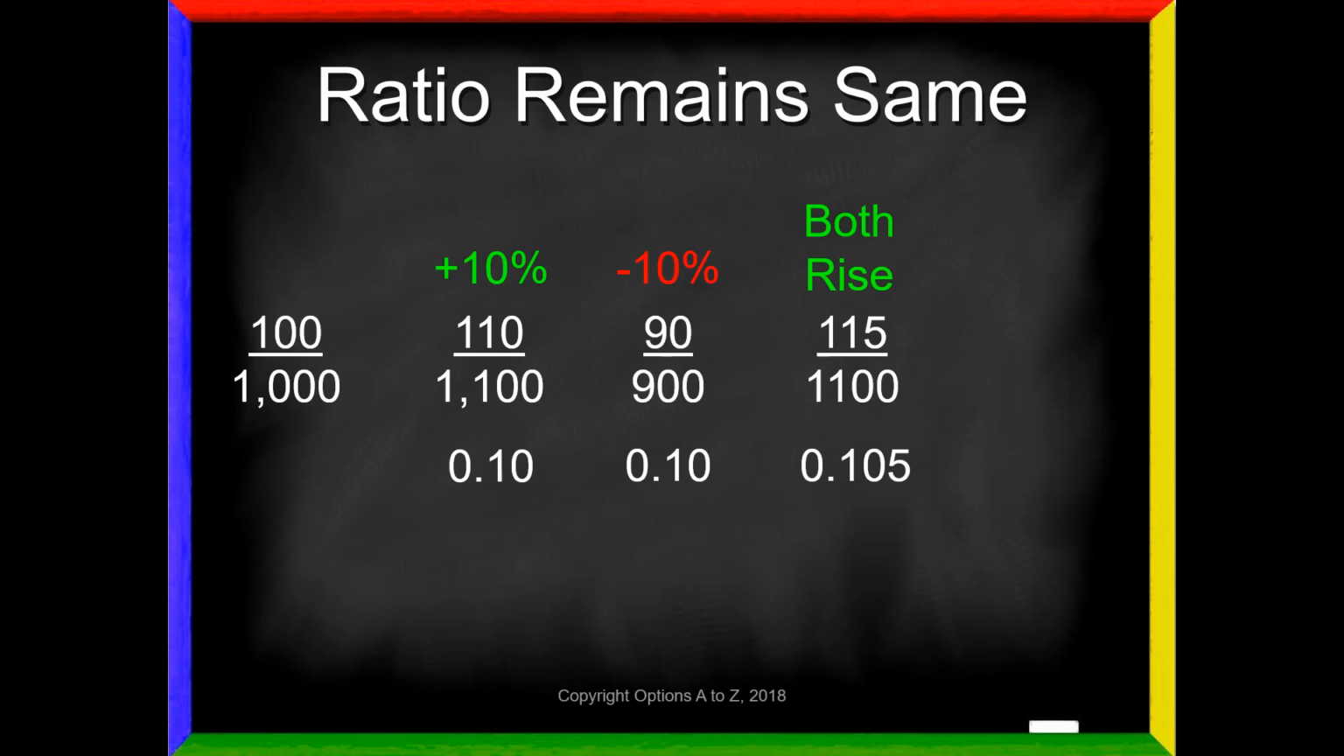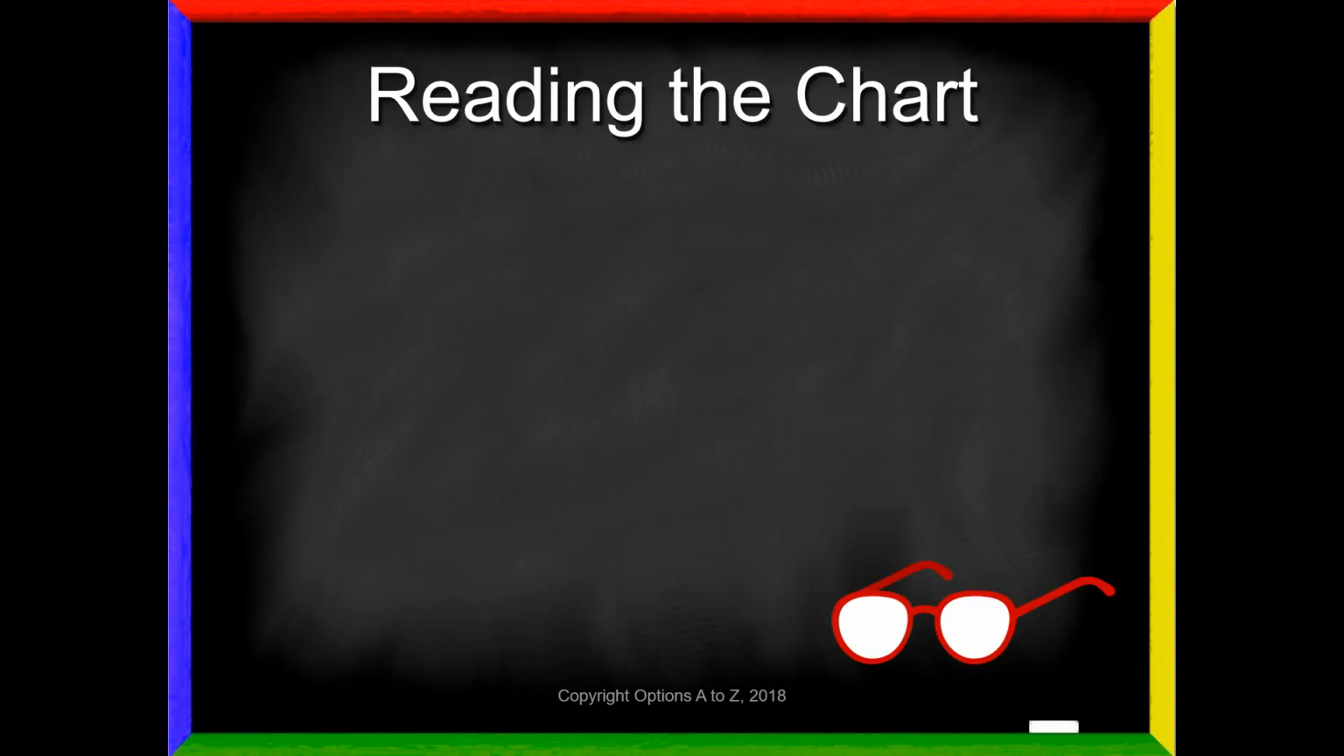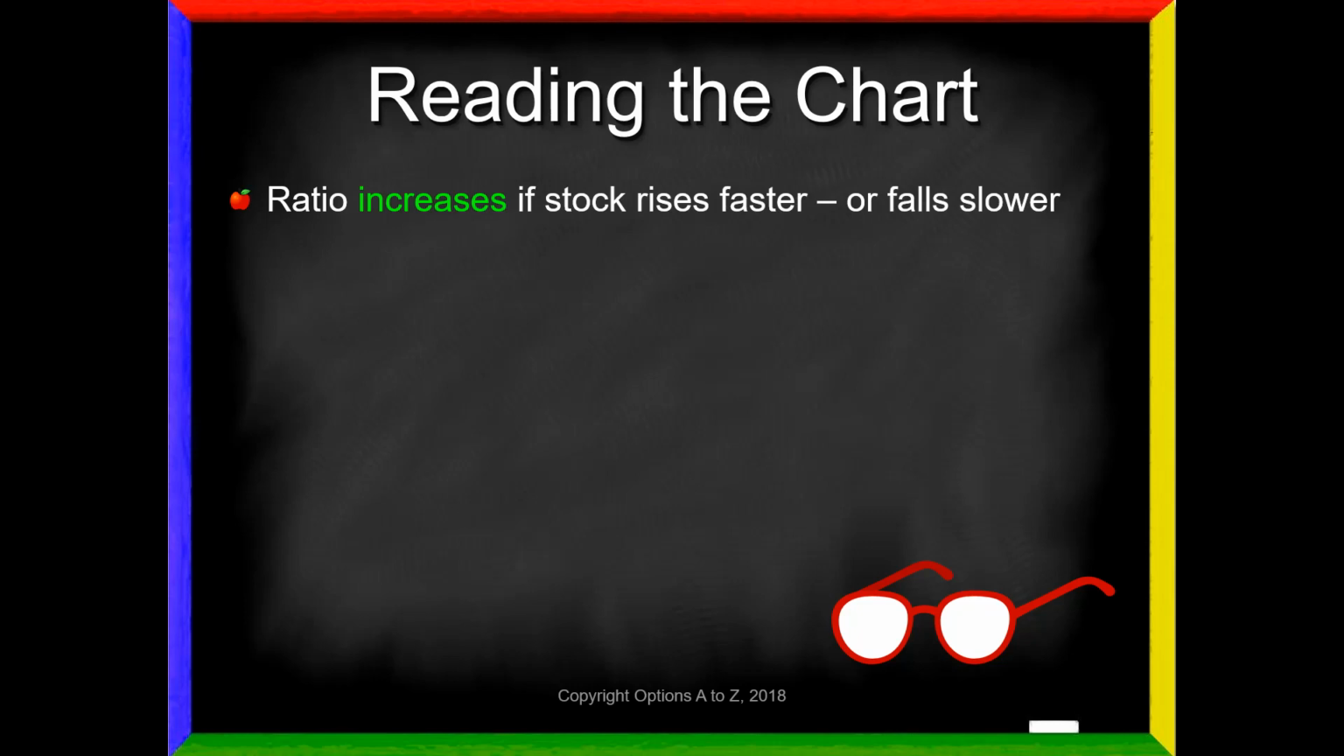Of course, we could see both of them fall. Maybe my stock falls 10% and is trading for 90, but the index falls 15% and is trading at 850. If you take 90 divided by 850, you get 0.106, or about 10.6%. Again, I've gone from 0.10 to 0.106, and that's because my stock outperformed the index. So when we're reading our chart, understand that our ratio increases as long as our stock rises faster or falls slower. For example, let's say the stock rises 2%, but the index increases by 1%.